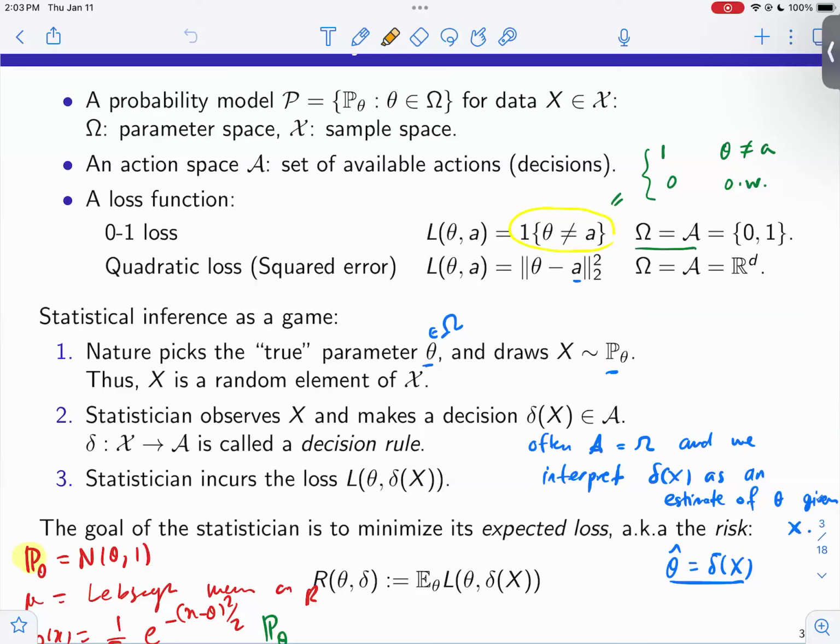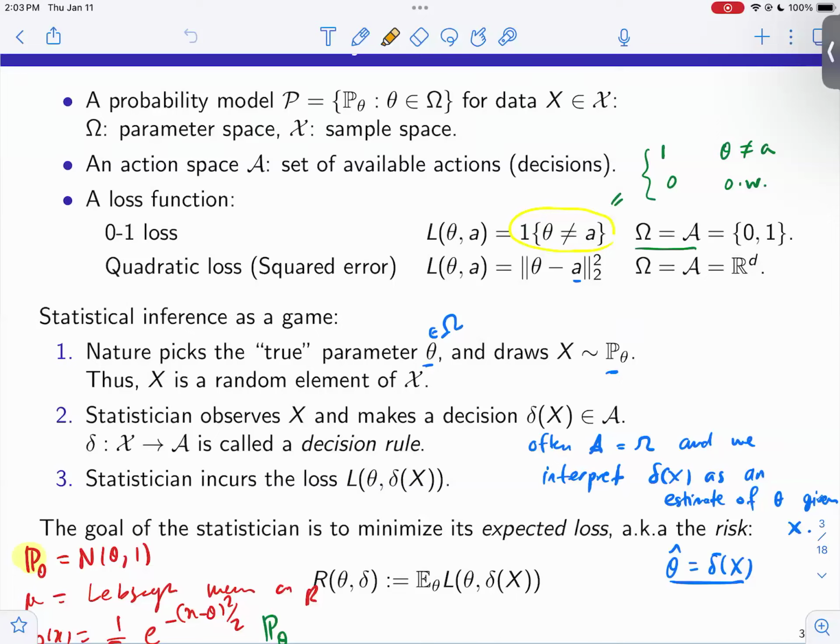And then there's an action space, which for us almost exclusively will be the same as the parameter space, and an action is just an estimate of the parameter. And examples are 0-1 loss and quadratic loss.